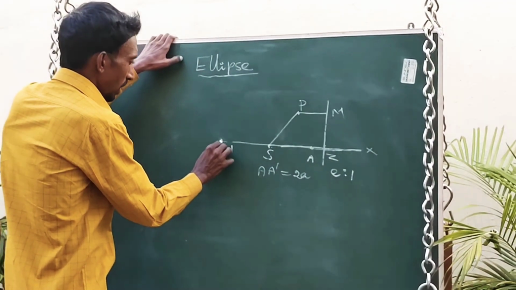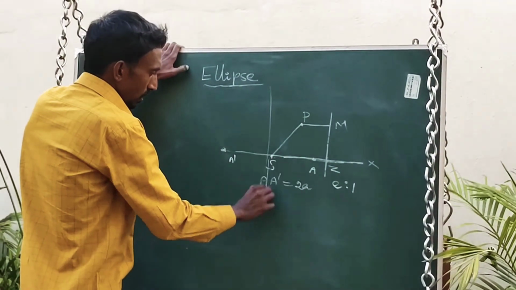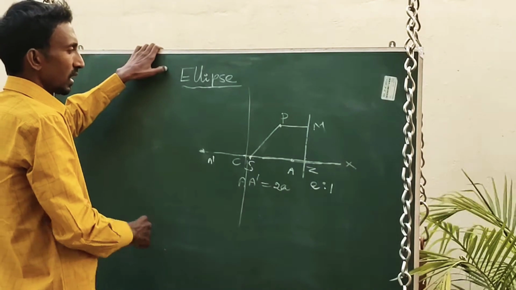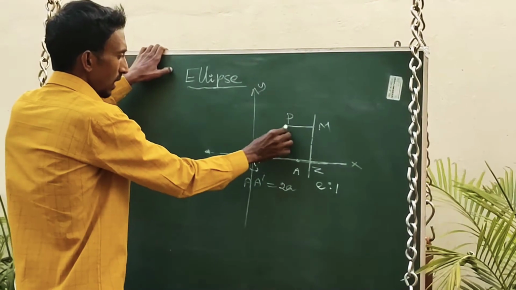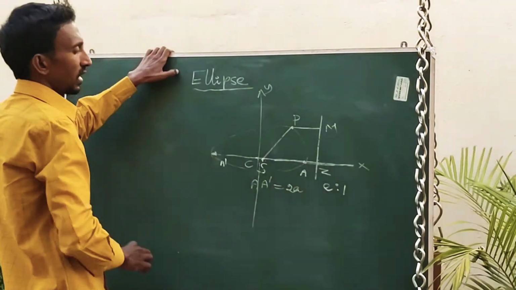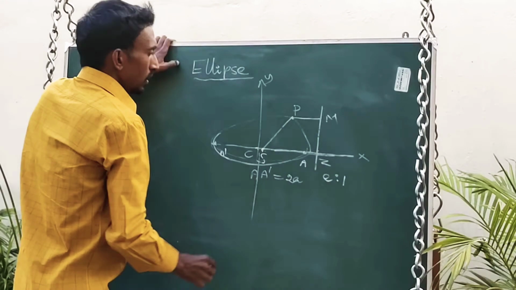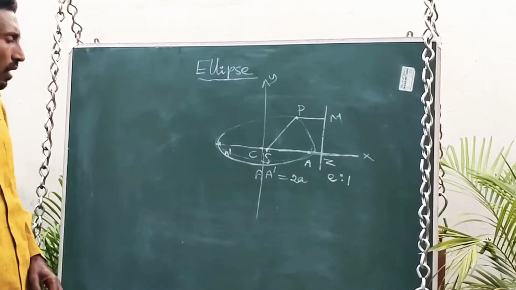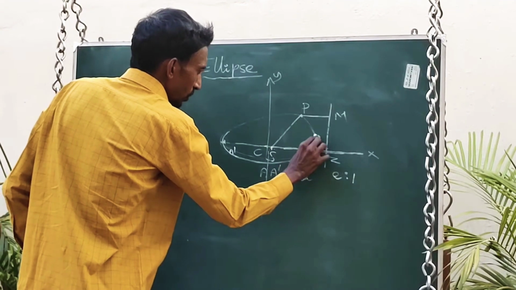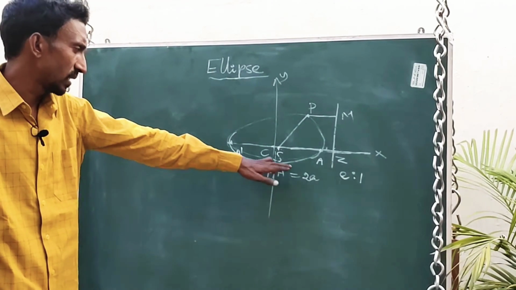And then draw a perpendicular bisector of A A dash, passing through the midpoint, which we assume as the center C, and imagine it is the y axis. If we draw according to that, we get an ellipse like this. Now, how do we get the equation of the ellipse under these conditions?